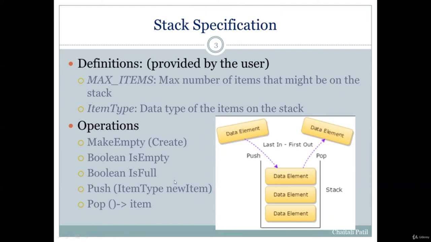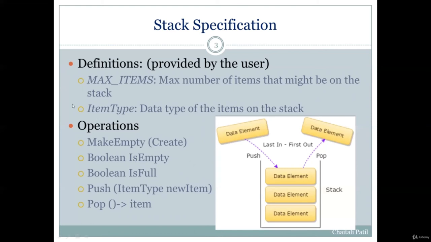Before that, we have to declare the stack with some max item. This max is nothing but the maximum size, or the maximum number of elements, that we can insert in a stack. Remember, all these elements are homogeneous. It means the data type of all the elements which we are inserting in a stack must be the same. And the item type, that is the data type. So while declaring or creating a stack, we need this information: which data type of item we are going to insert in a stack, and the maximum capacity of the stack.